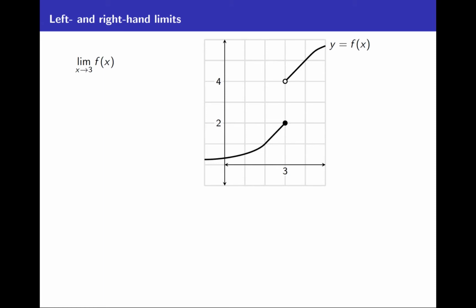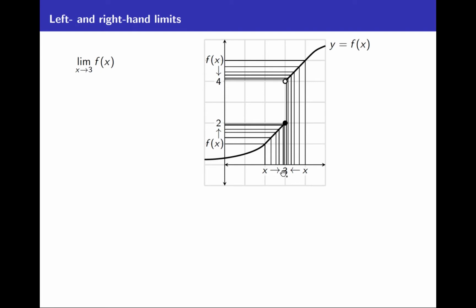Let's move on to a related topic, left and right hand limits. I have the graph of a function y equals f of x here, and you can see it has a break in it. And we're asking, what is the limit as x approaches 3 of f of x? That seems a little bit problematic because as x approaches 3 from the right, f of x is getting closer and closer to 4. But as x approaches 3 from the left, f of x is getting closer and closer to 2.